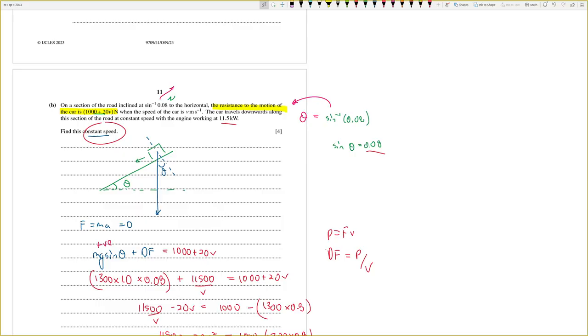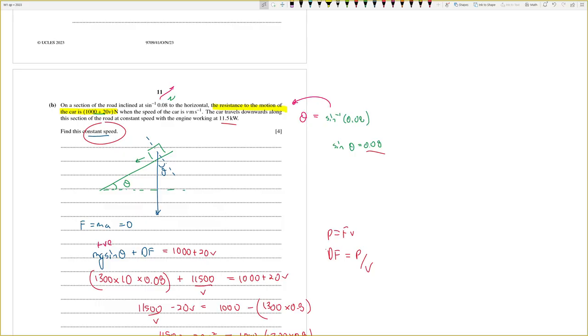Okay. So what are the forces acting on the vehicle? Since it's on a slope, it will obviously feel the component of weight downwards. That's one. Also, since the engine is working, it will also feel a driving force. And it is also feeling a resistive force which will be felt backwards.